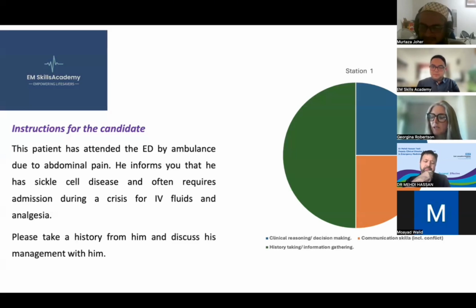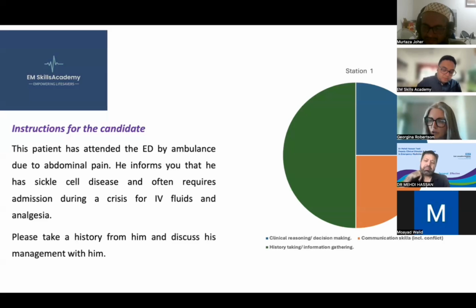If it had been me, I might have suggested that I would have a look. He's kept telling you he comes regularly, so I might have said, I'm going to have a look at your notes. Do you have a care plan? Lots of patients who come regularly to the department have a care plan. Lots of patients with sickle cell disease have care plans saying what pain relief they should have.